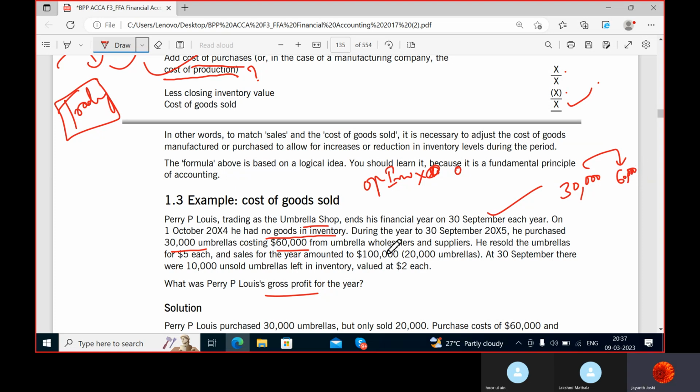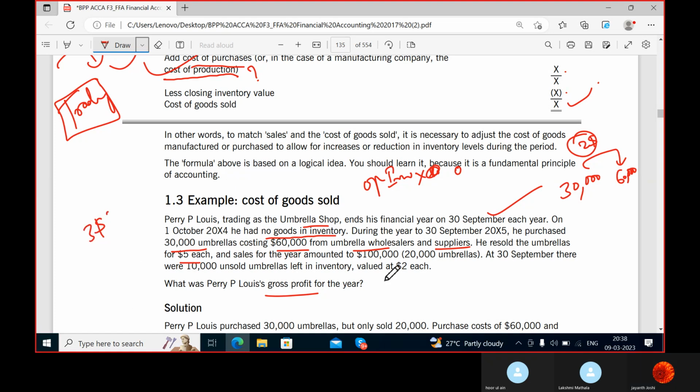The umbrellas were bought from umbrella wholesalers and suppliers. He resold the umbrellas for $5 each. That means $2 is the cost of each umbrella: 60,000 is the amount, 30,000 is the quantity or units. So $2 it's costing him for each umbrella, and he's selling it for $5. So he's making $3 profit, correct?